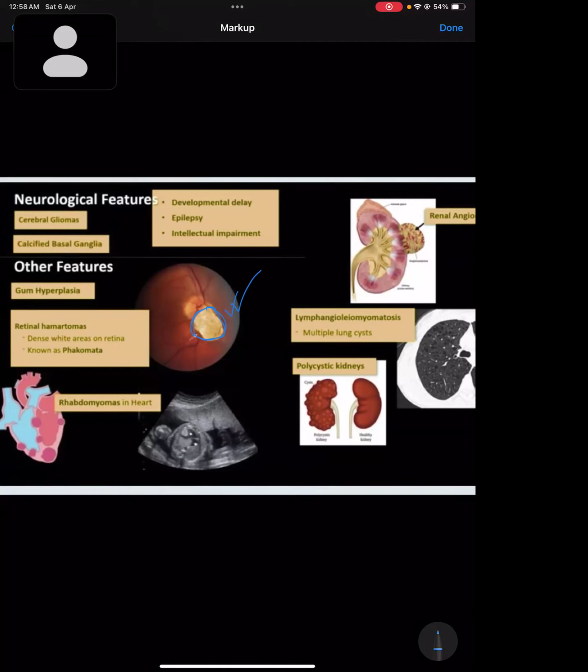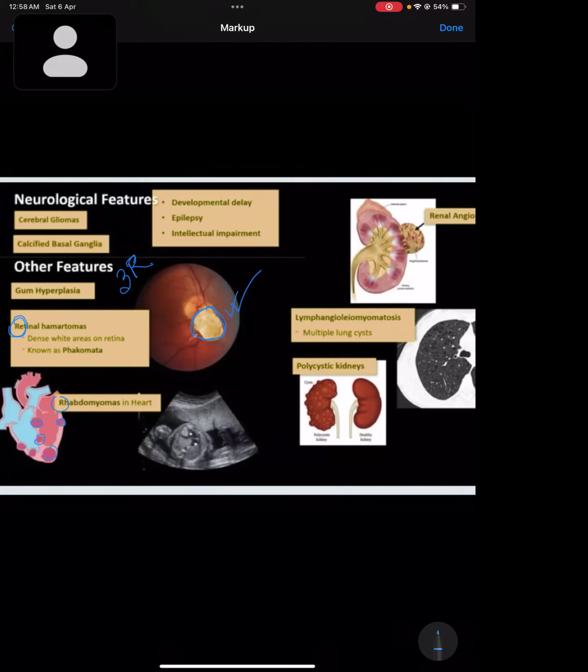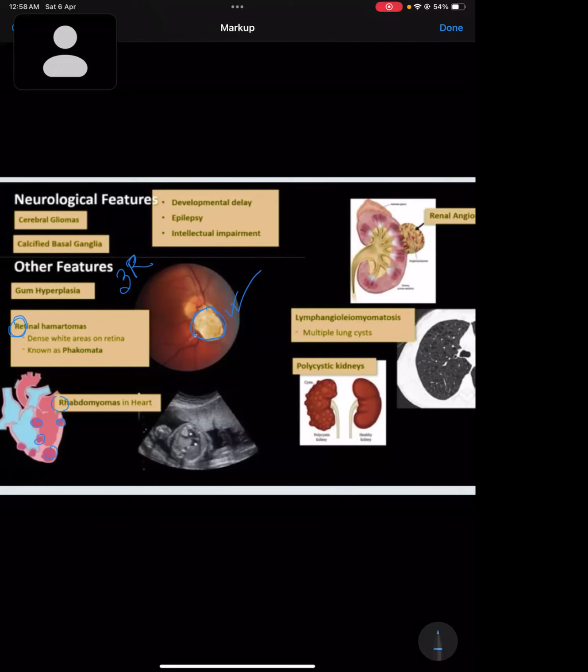That's it, okay? So for this extra feature, you can remember actually 3R with 1L. What is the 3R? 1, retinal hamartoma, I just told you. 2, in the heart, you will get rhabdomyoma, like this. They have shown here. Okay, rhabdomyoma. Then the other R is in the renal, some tumor will be there. So what is this? Renal angiomyolipomata.